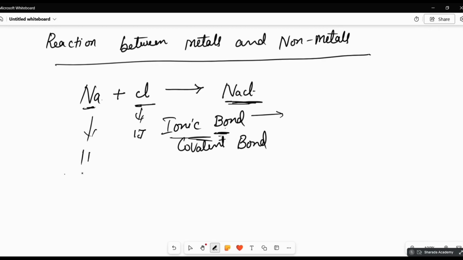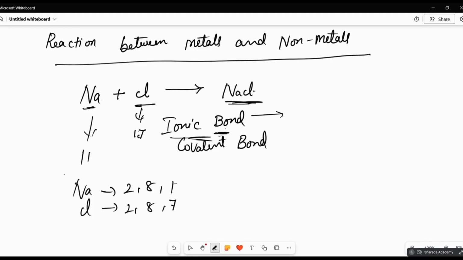So 11 means what? Sodium is 2, 8, 1. Chlorine is 2, 8, 7. It always wants to follow the octet rule, that is, it has to fill 8 electrons in the outermost orbit to become stable.